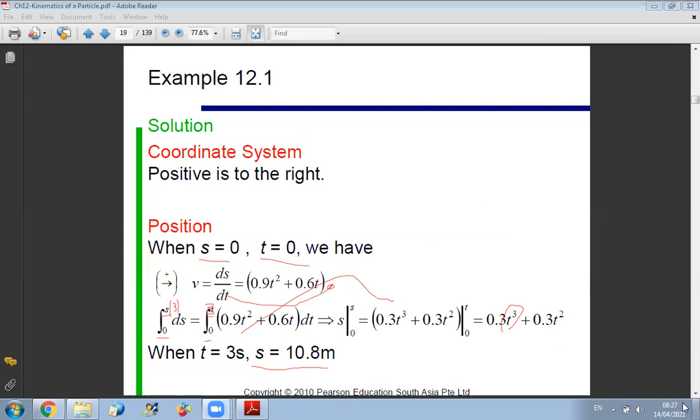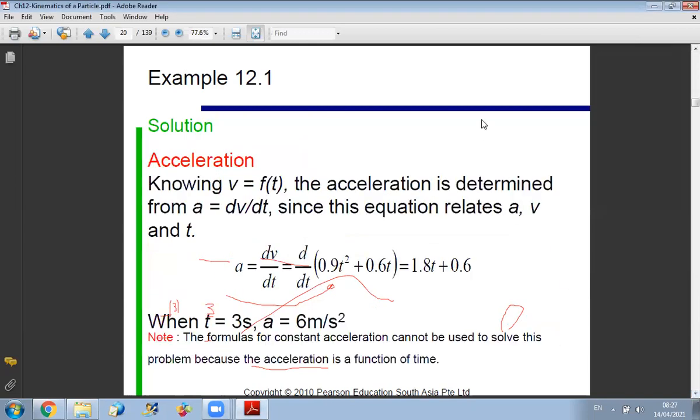Now, the next step is to determine acceleration. If I want to determine acceleration, I should go back to the definition of acceleration. a is dv by dt, so it's the derivative of velocity with respect to time. So when I differentiate the velocity function, which is given directly as a function of time, I can get a.